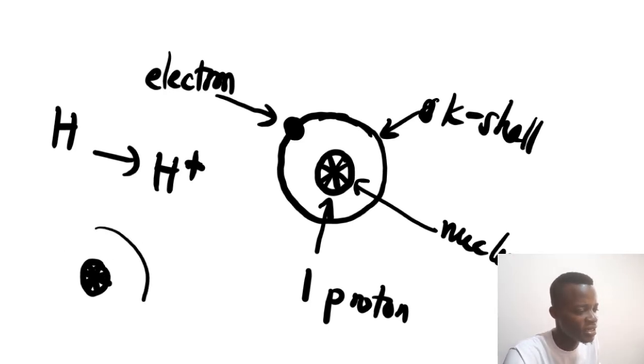So the shell that's supposed to be here has lost its electron, so it's as if it's not even there. So you just have the nucleus. That's what happens to hydrogen when it gives out its electron. That's one way of becoming stable on its own, right?